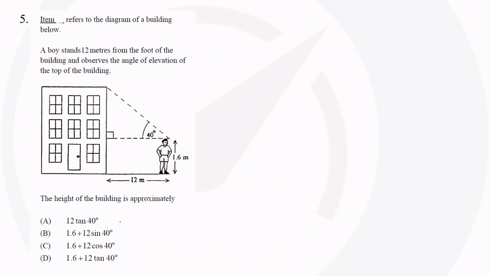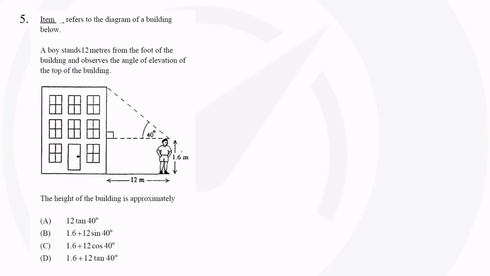Alright, number 5. Very similar question. So your turn now. You go ahead and try number 5 ahead of me. Alright? Finish? Let me know when you're through. Okay, so a boy stands 15 meters from the foot of the building and observes the angle of elevation of the top of a building. So that angle of elevation is 40 degrees.